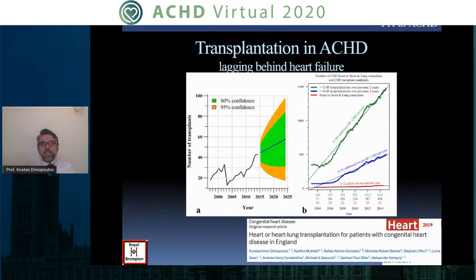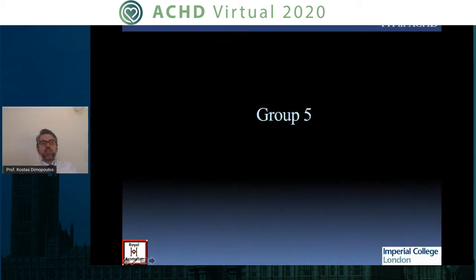In fact, transplantation is very important for our patients. We have been less successful perhaps in the UK than in other countries in transplanting these patients, mainly because the number of donors and the number of transplantations performed in congenital patients is small, certainly smaller compared to the number of heart failure admissions and the way these are increasing in our congenital population.